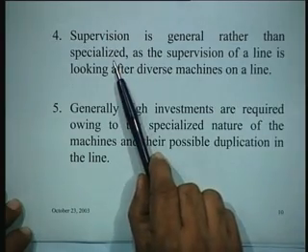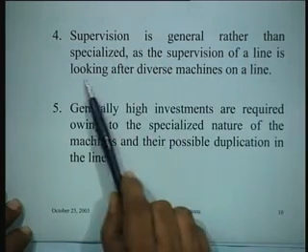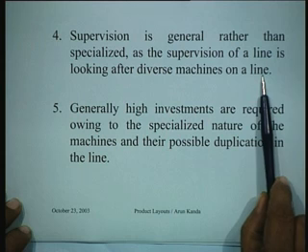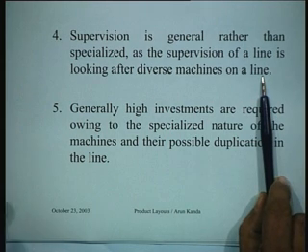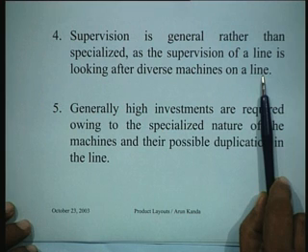Supervision is general rather than specialized, as the supervision of a line is looking after diverse machines on a line. Compare this with the supervisor for a process layout. If you have a supervisor, let's say in the lathe section, that person would probably have spent 10 years in the lathe section and would be familiar with all the machines.